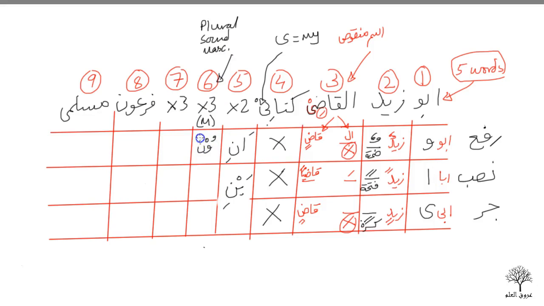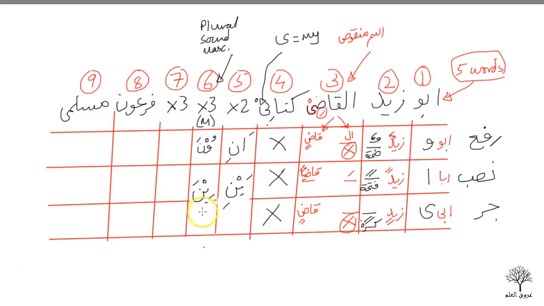In the nasab state and the jar state, both of these are the same. So if I just make a line there, both these are the same. It's ina. Remember the other one was aini. So there's a slight difference. In the rafa state, it's una, and in the nasab and jar state, it's ina.